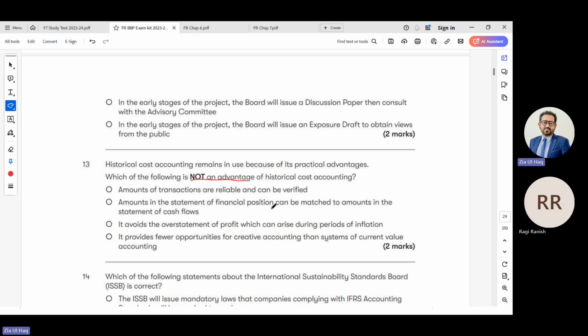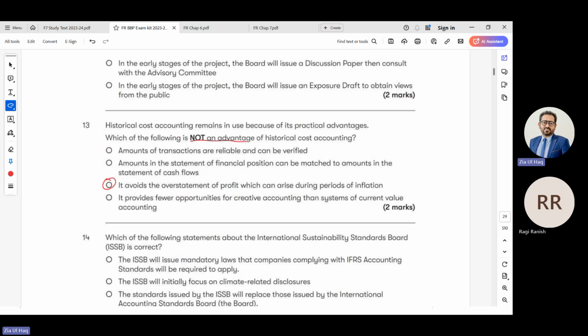Amounts in the statement of financial position can be matched to amounts in the statement of cash flows. Yeah, that is based on whatever cash paid. That is an advantage. It avoids the overstatement of profit, which can arise during a period of inflation. No, it doesn't avoid overstatement of profit. So this is not the advantage. It provides fewer opportunities for creative accounting than a system of current value accounting. Yes, because it is based on history. Number 14.